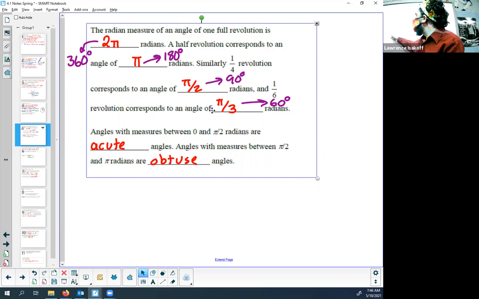So the angles between 0 and pi over 2 are acute angles, just like angles between 0 and 90 are acute angles. Angles between pi over 2 and pi radians are obtuse, just like angles between 90 and 180 are obtuse.